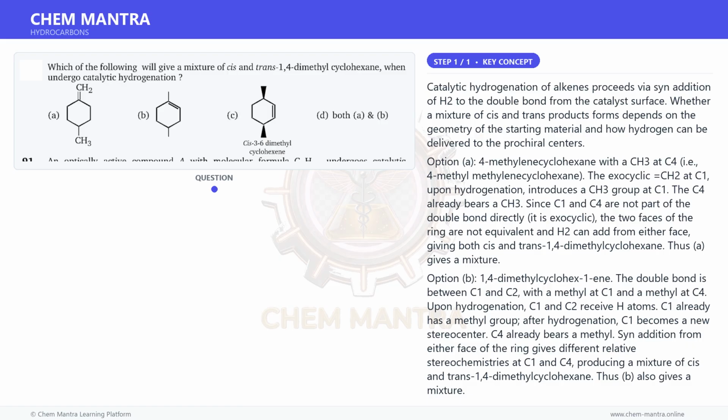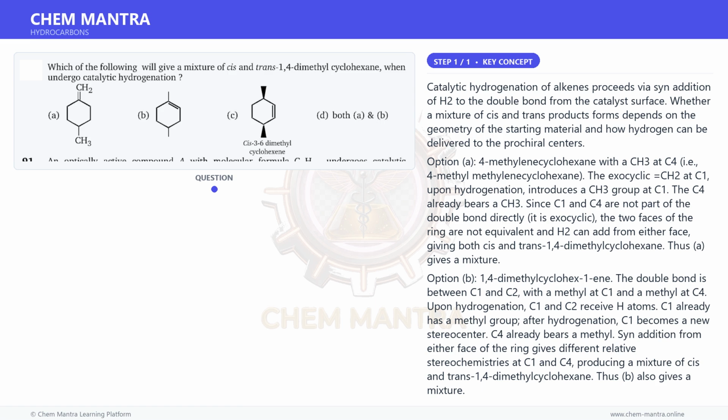Syn addition from either face of the ring gives different relative stereochemistries at C1 and C4, producing a mixture of cis and trans 1,4-dimethylcyclohexane. Thus, B also gives a mixture.